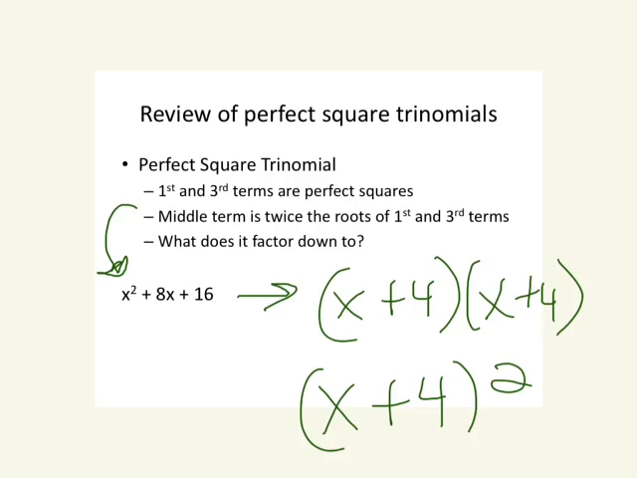Remember, when we have a perfect square trinomial, it will factor to be two factors that are the exact same. In this case, x squared plus 8x plus 16 factors to be x plus 4 times x plus 4, which a lazy mathematician would go ahead and write as x plus 4 squared.